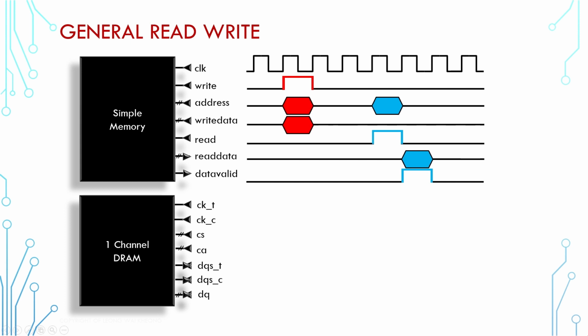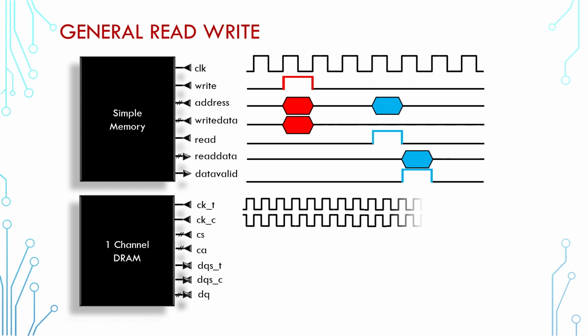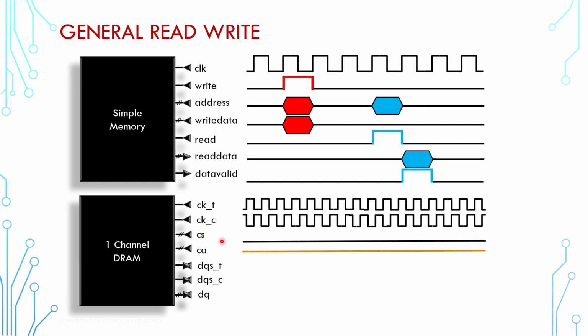Now let's look at the protocol of these signals. For the command clocks, the 2 clocks are 180 degrees out of phase. For chip select, it is a critical control signal. It has to be driven to a known value. On the other hand, command address CA can be driven to high impedance when it is not in use.